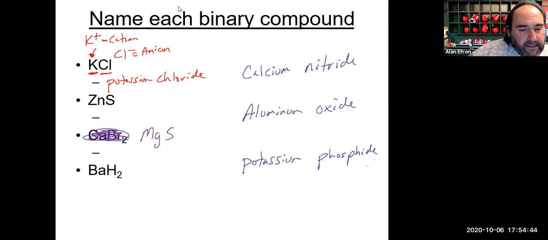Coming to our next one, we have Zn, which is zinc, which is a metal. S is sulfur, which is a nonmetal.